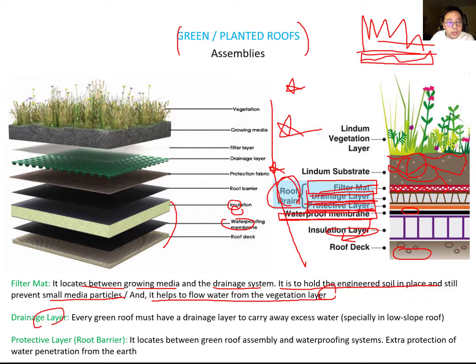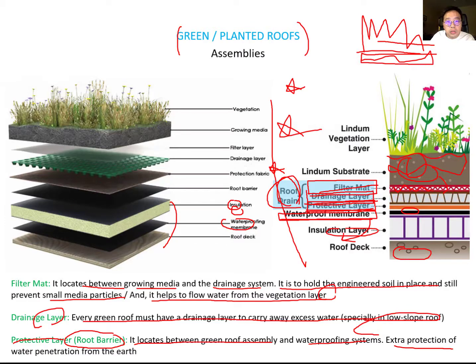And the drainage layer, you can see below the bottom of the filter mat. Every green roof must have a drainage layer to carry away the excess water, especially on a low slope roof. Then below the drainage layer, you need a protective layer. It can also be called the root barrier. It is located between the green roof assembly and the waterproofing system. It provides extra protection against water penetration from the earth.